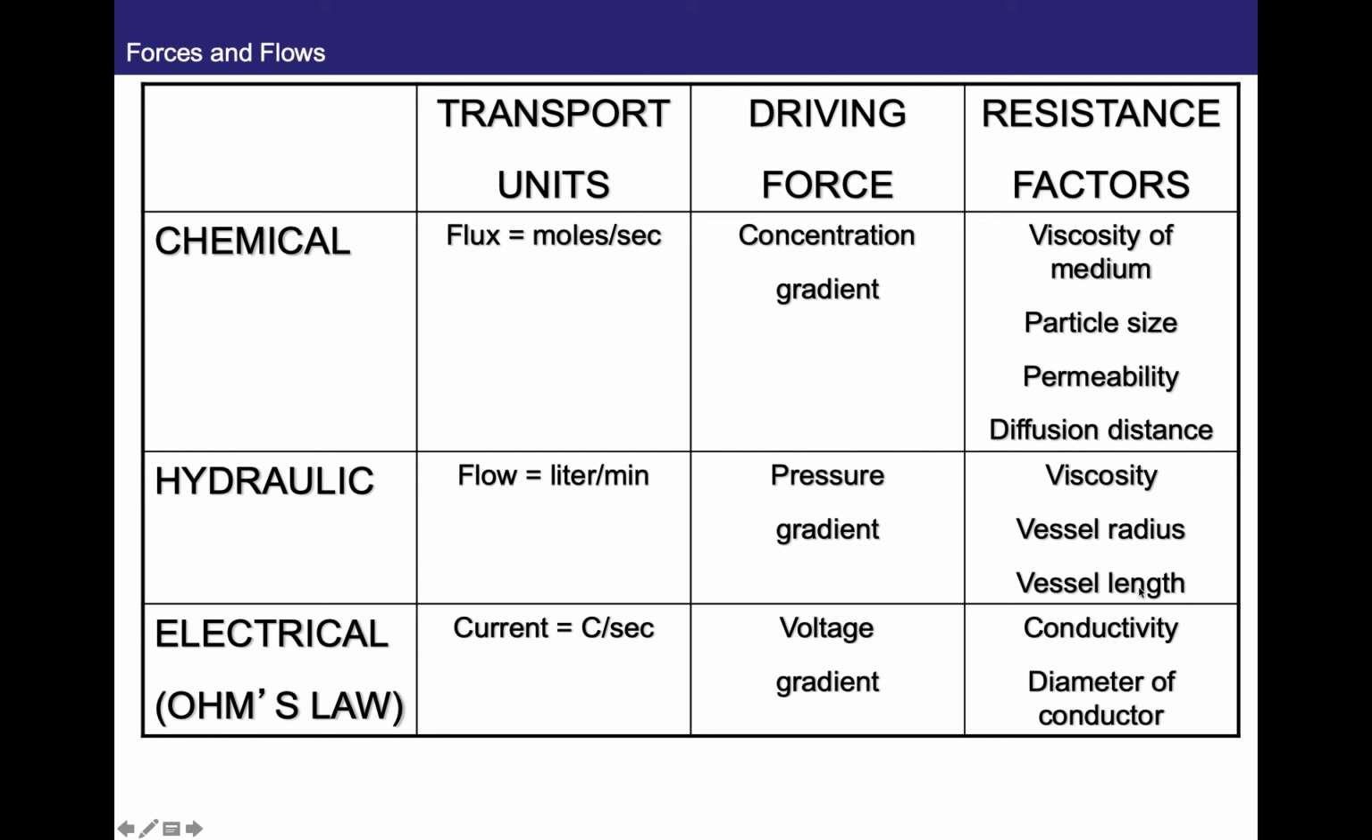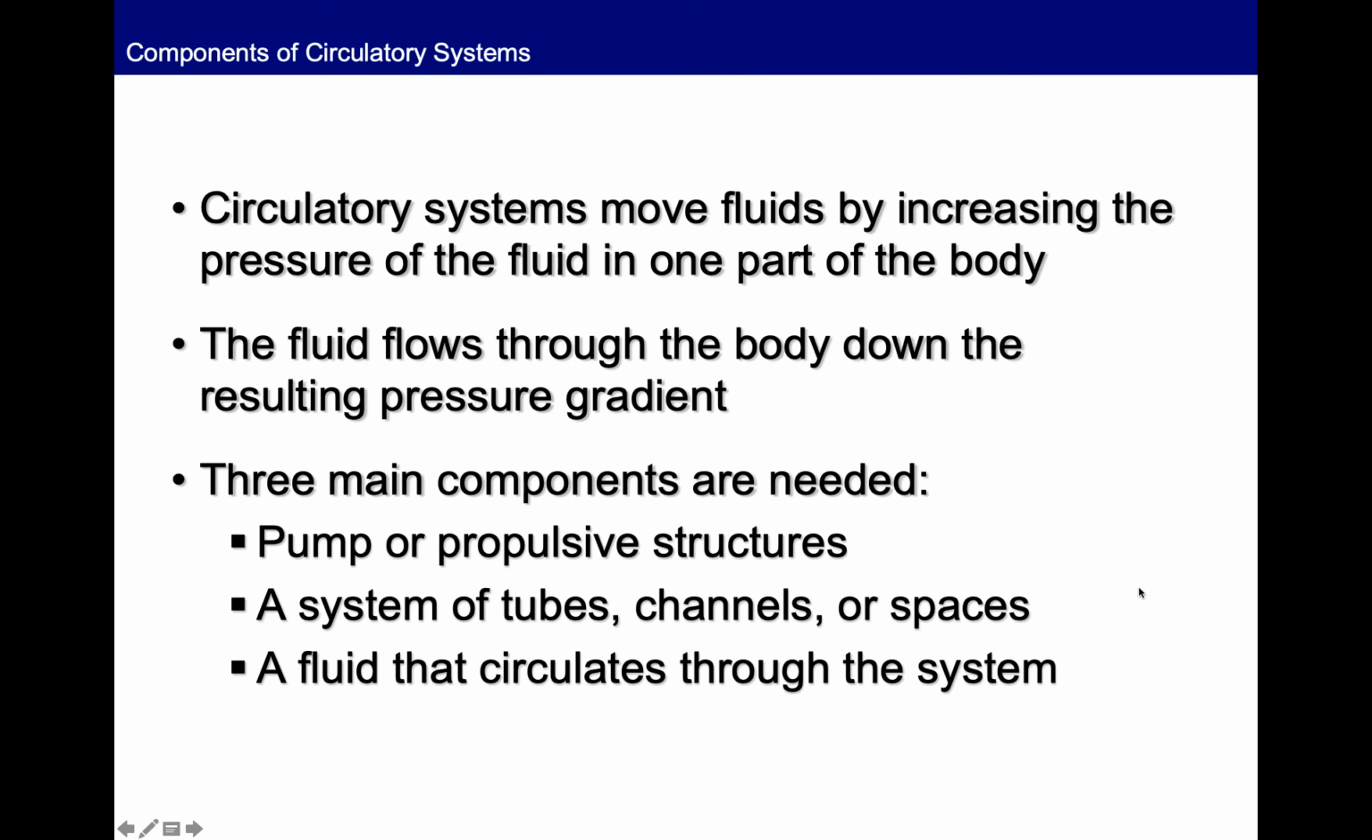Okay, so let's talk about circulatory systems in general. We have about 10 more minutes. Circulatory systems move fluids by increasing the pressure of the fluid in one part of the body. The fluid flows through the body down its pressure gradient, always from high to low. It's the same with air as well. Air is always going to flow from high pressure to low pressure.